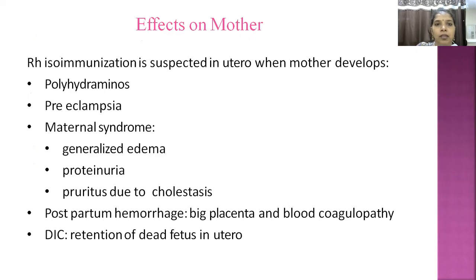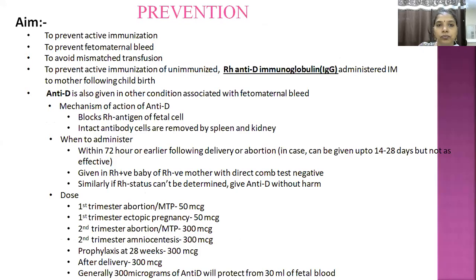Effects on mother. RH immunization is suspected in utero when the mother develops polyhydramnios, preeclampsia, maternal mirror syndrome with generalized edema, proteinuria, pruritus due to cholestasis, postpartum hemorrhage, weak placenta and blood coagulopathy, DIC, and retention of a dead fetus in utero.